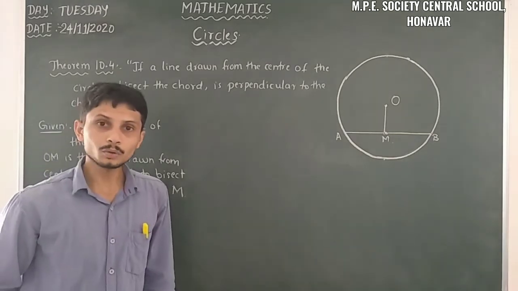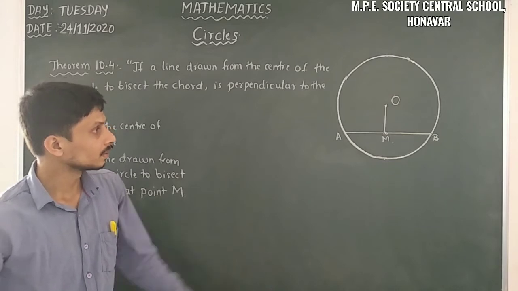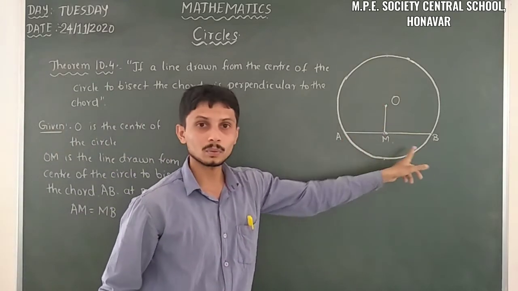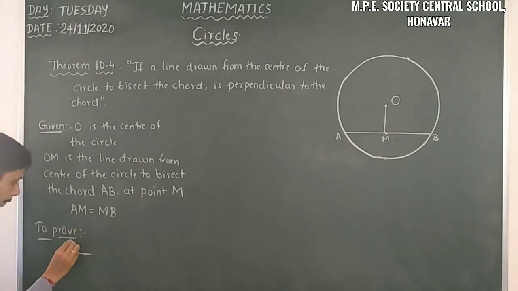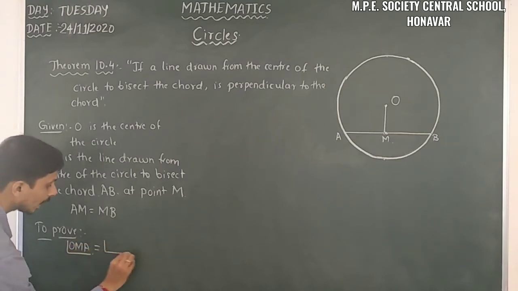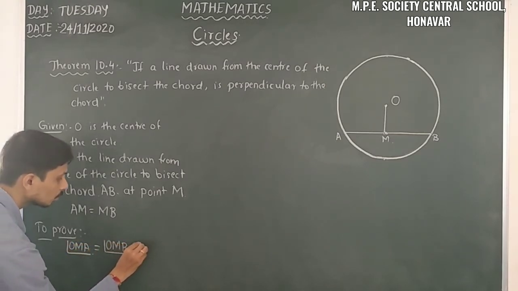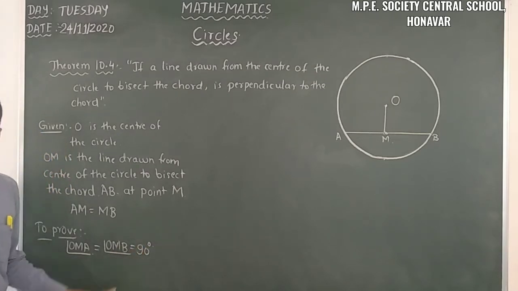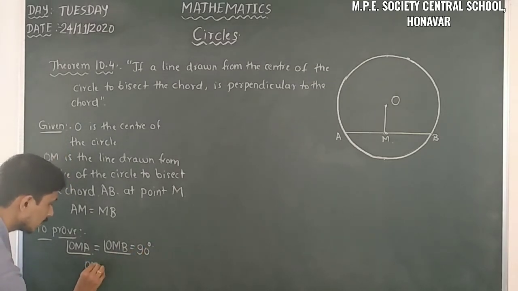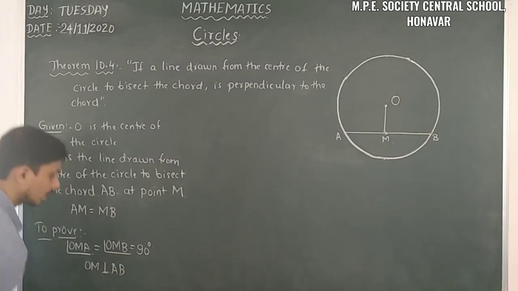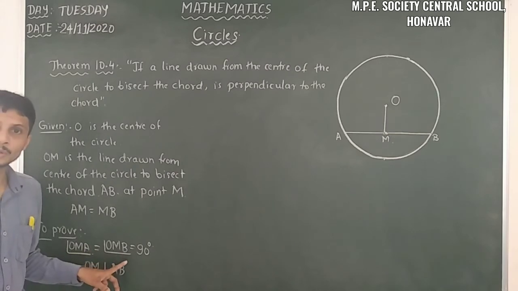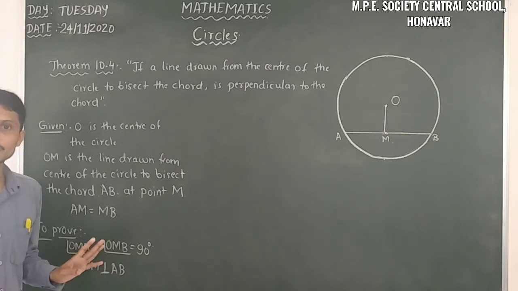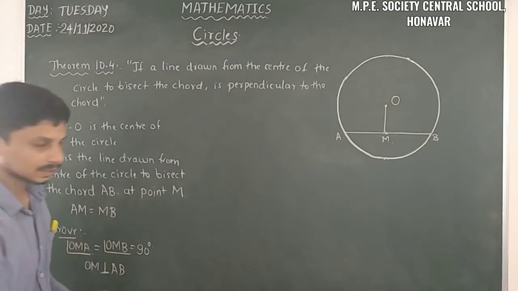Then what do we have to prove here? We have to prove that angle OMA is equal to angle OMB is equal to 90 degrees. That means OM is perpendicular to AB. So we have to prove OM is perpendicular to AB. Let us take the proof.